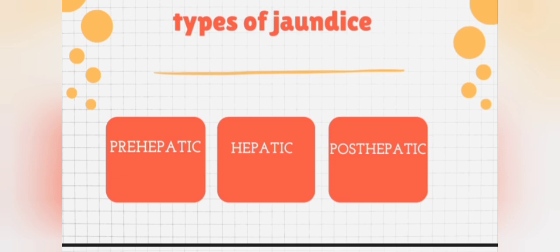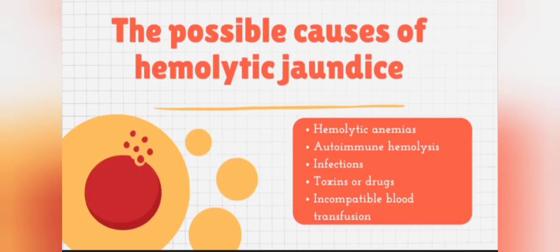Now let's learn about each of these individually. The first one is hemolytic jaundice, that is pre-hepatic jaundice. In hemolytic jaundice, more and more RBCs are getting broken down, so more and more bilirubin is getting formed. So what could be the cause? The cause could be hemolytic anemia, autoimmune hemolysis, infections, toxins, incompatible blood transfusion, or any other condition which is causing more and more RBC breakdown, like G6PD deficiency.